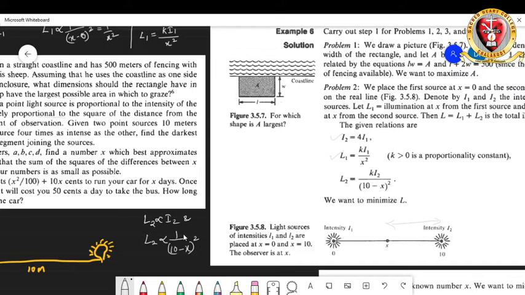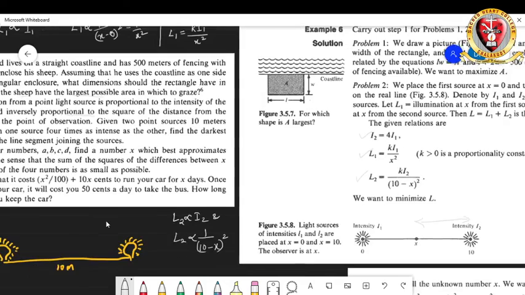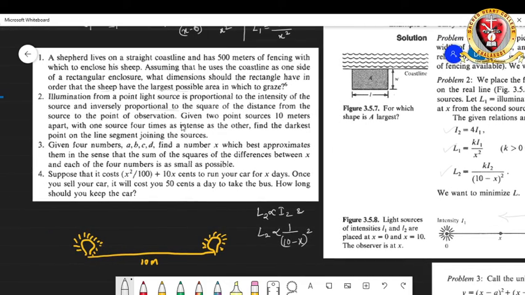So combining both of them and making it an equation, you give the proportionality constant k. So L2 is equal to k into I2 divided by (10 minus x) the whole square. And what we have to do is, in the question we are asked to find the darkest point on the line segment joining the sources.